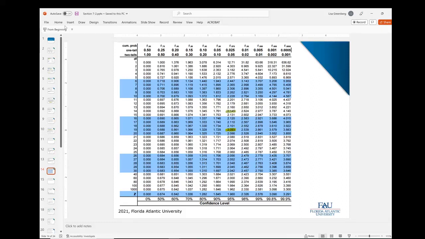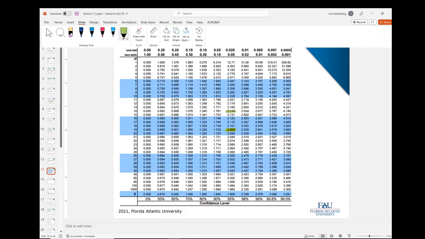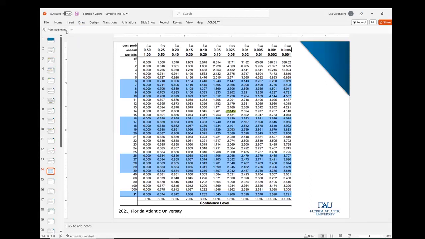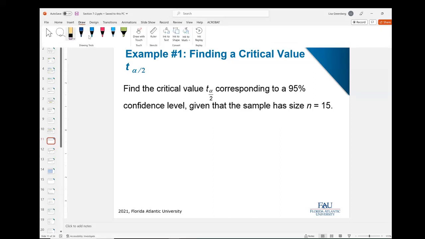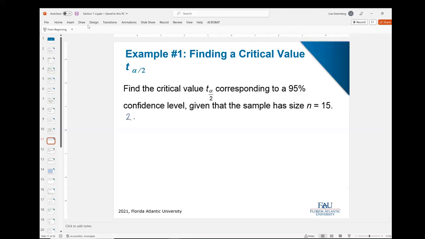So there we have it. Let me erase the other one. Okay, so it is 2.145 from the table. Now let's find it on StatCrunch. So I am going to pause here for a second so I can get StatCrunch.